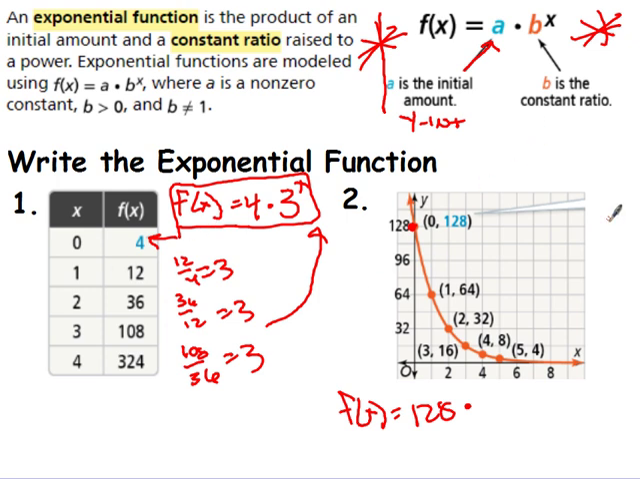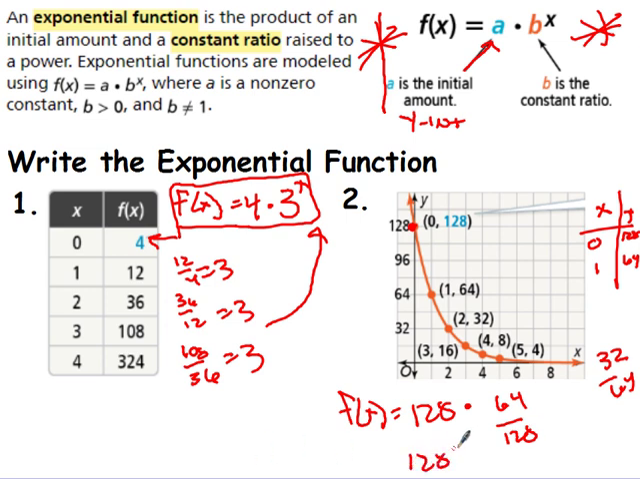If I make a table real quick, I'm going from 0 to 128, and my next point looks like it's 1 and 64. My ratio is not 128 over 64. My ratio is 64 over 128. It's also 32 over 64. If I look at 64 over 128, I get 1 over 2. So it's 128 times 1/2 to the power of x. 32 over 64 is 1 over 2.